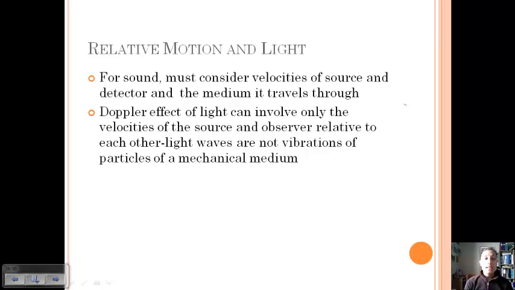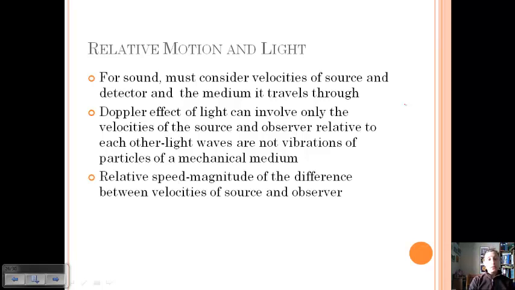So the Doppler effect of light can involve only the velocities of the source and the observer relative to each other. We don't look at the medium because light waves don't vibrate particles or cause differences in pressure. That's how sound waves work, but light waves don't need a medium to travel through because they can travel in a vacuum, whereas sound can't. Since we're just looking at the difference between the source and the observer, the relative speed is the magnitude of the difference between velocities for the source and the observer. So we're basically going to discount the medium that they're traveling through.